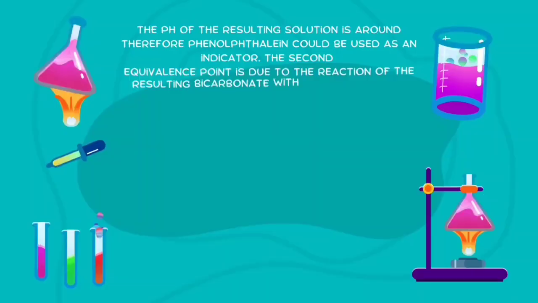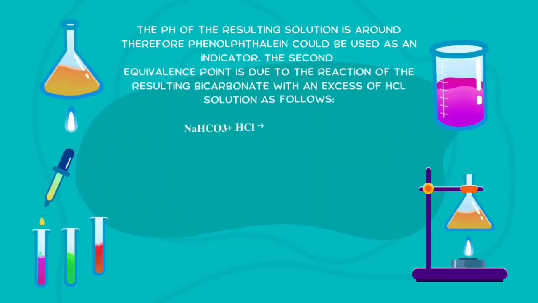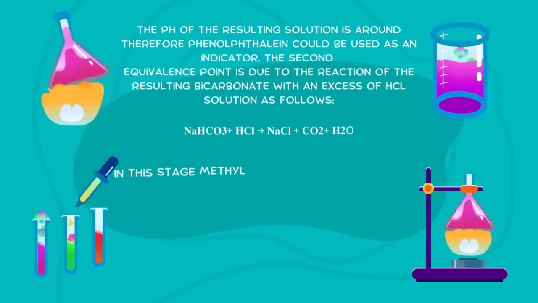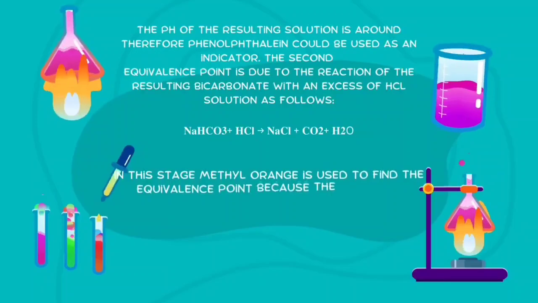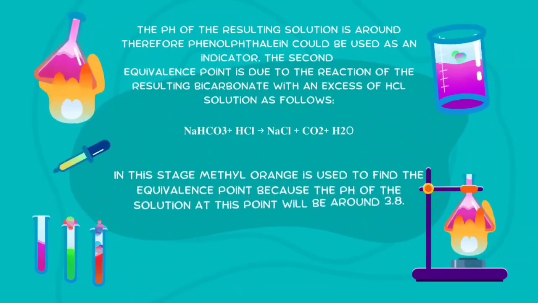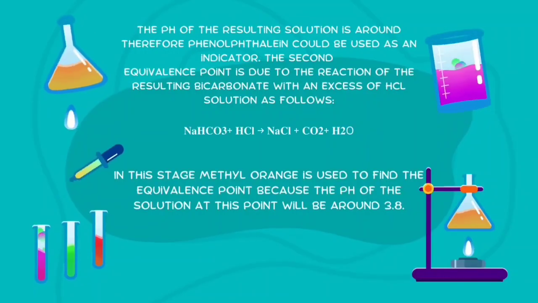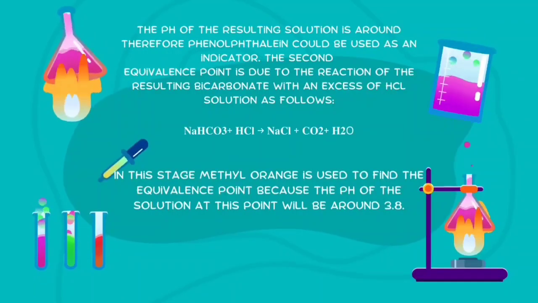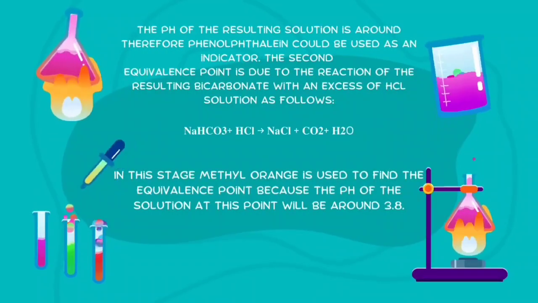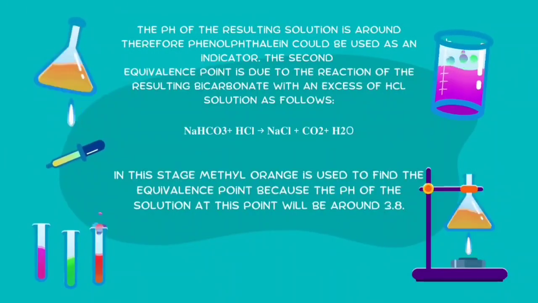The second equivalence point is due to the reaction of the resulting bicarbonate with an excess of HCl solution as follows. NaHCO3 + HCl gives NaCl + CO2 + H2O. In this stage, methyl orange is used to find the equivalence point because the pH of the solution at this point will be around 3.8.